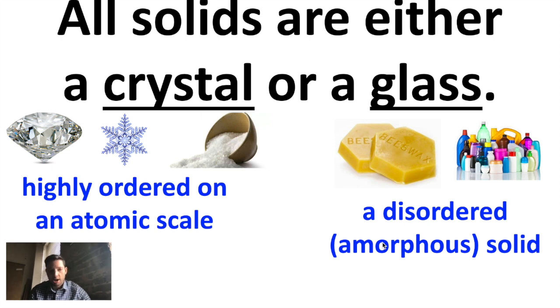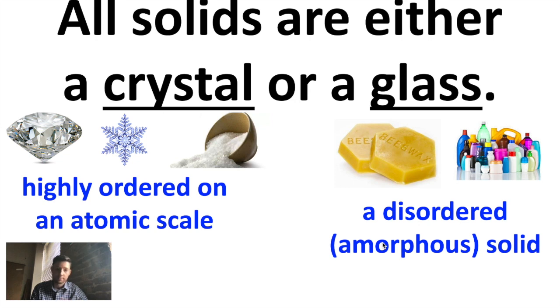Solids can be described as either a crystal or a glass. Everything that can exist in the solid state either has a highly ordered atomic structure at the atomic scale, or it's amorphous. It has a very disordered state. So things like diamonds or snowflakes or even salt crystals and sugar crystals, things we find in our kitchen, can exist in a highly ordered crystalline state. And they could exist in an amorphous state.